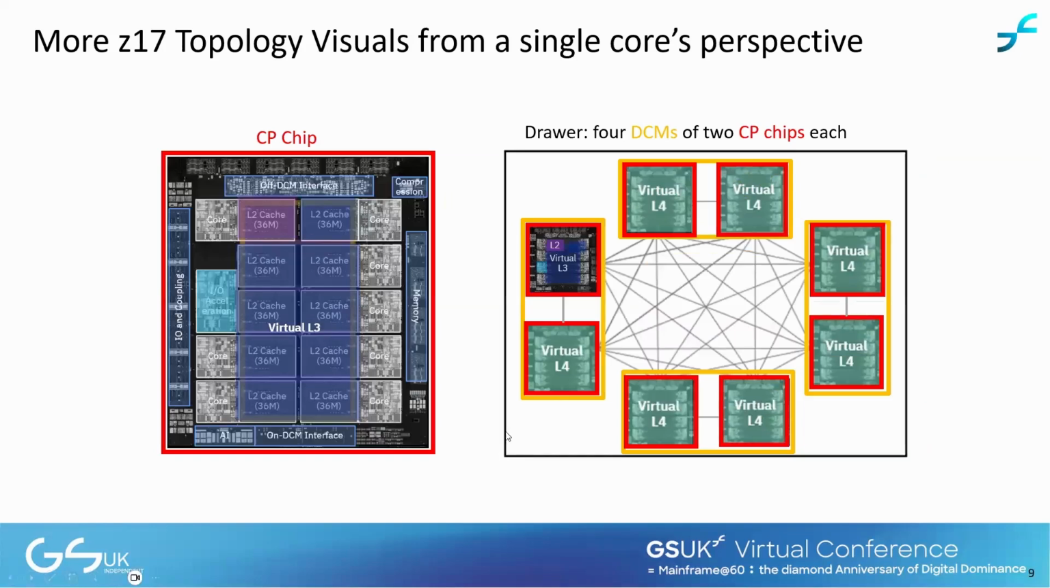Another, just zooming in and another view. So on the left is a CP chip, with the CAD drawing of the actual circuits and what the silicon looks like. So the upper right core is our sample core. His physically attached level 2 is dark purple for reference, and it's 36 megabytes. The other 9 on the chip are the virtual level 3 for this sample core. And the same is true of any core that you would pick.